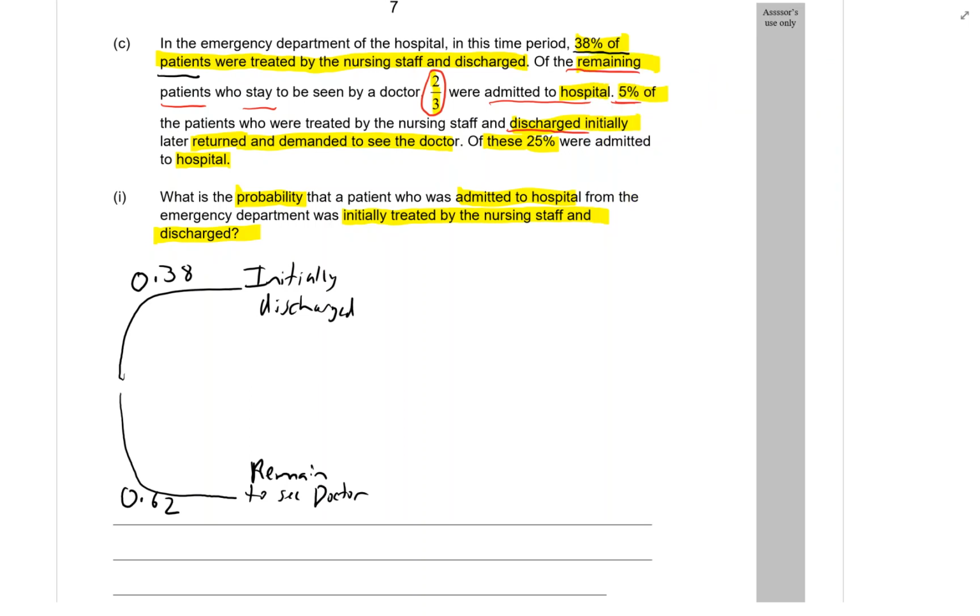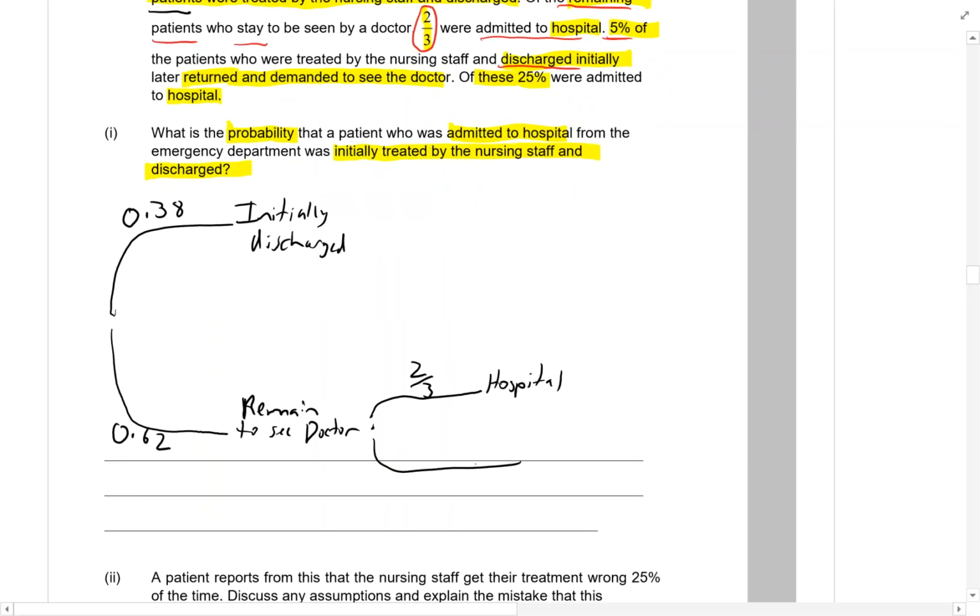So 2/3, so what it says, of the remaining patients who stay to be seen by a doctor, so that's down here, 2/3 were admitted to hospital. So 2/3. Okay, what happens to the rest of them? We're not told. So we would just say the other 1/3, not hospital.